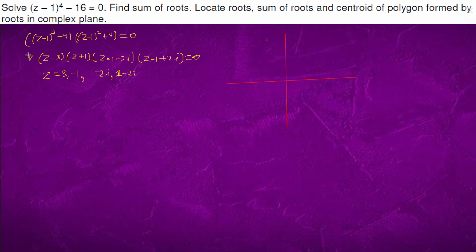So we have to locate the roots. So (1, 2), (1, -2), (3, 0), (-1, 0). So we will have a polygon forming like this.